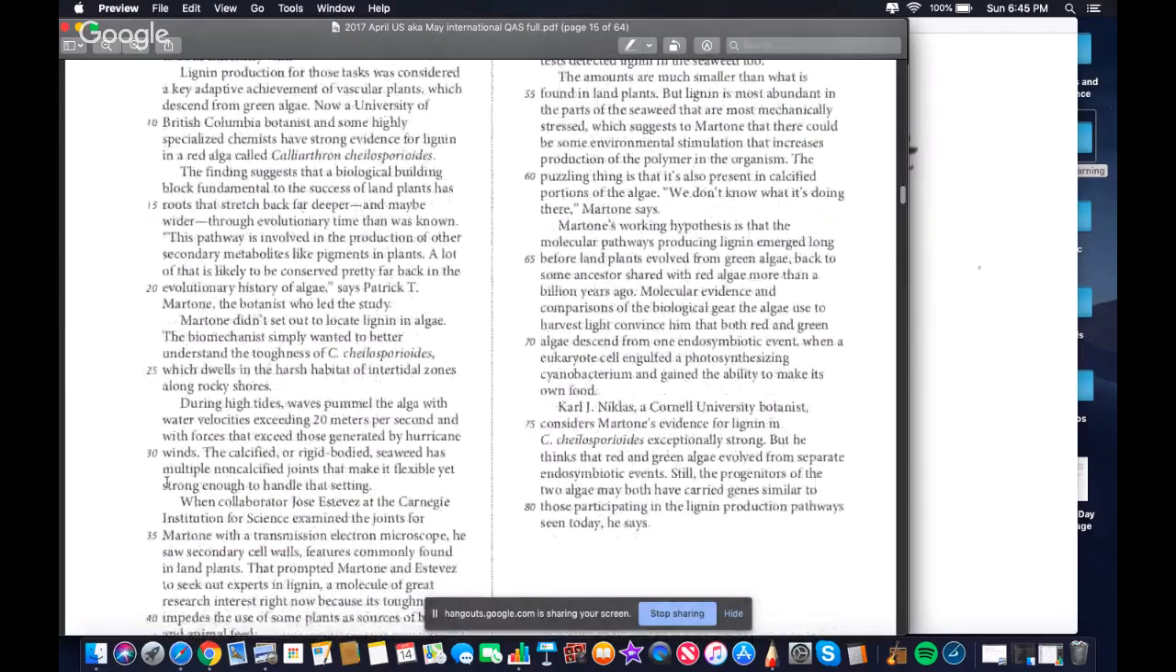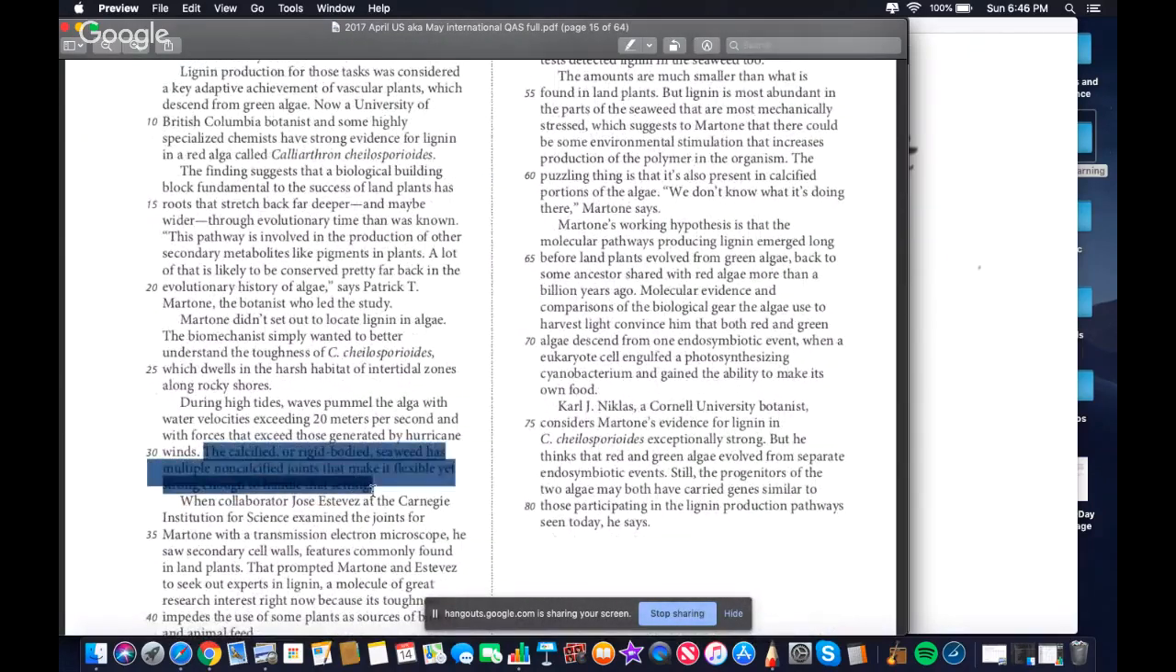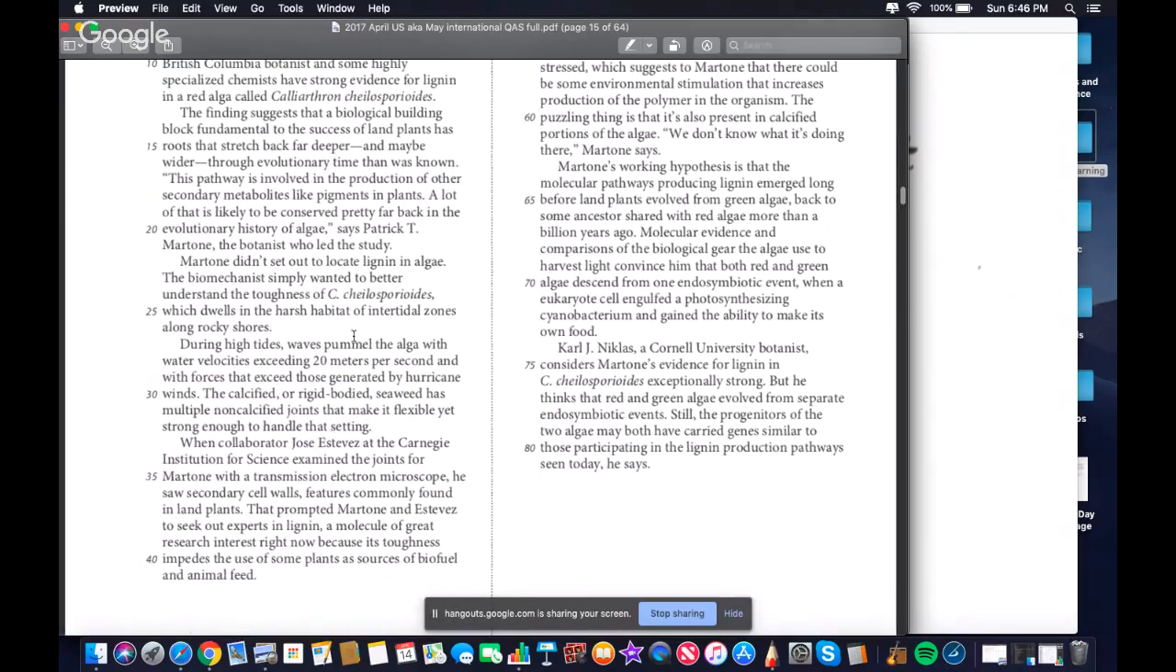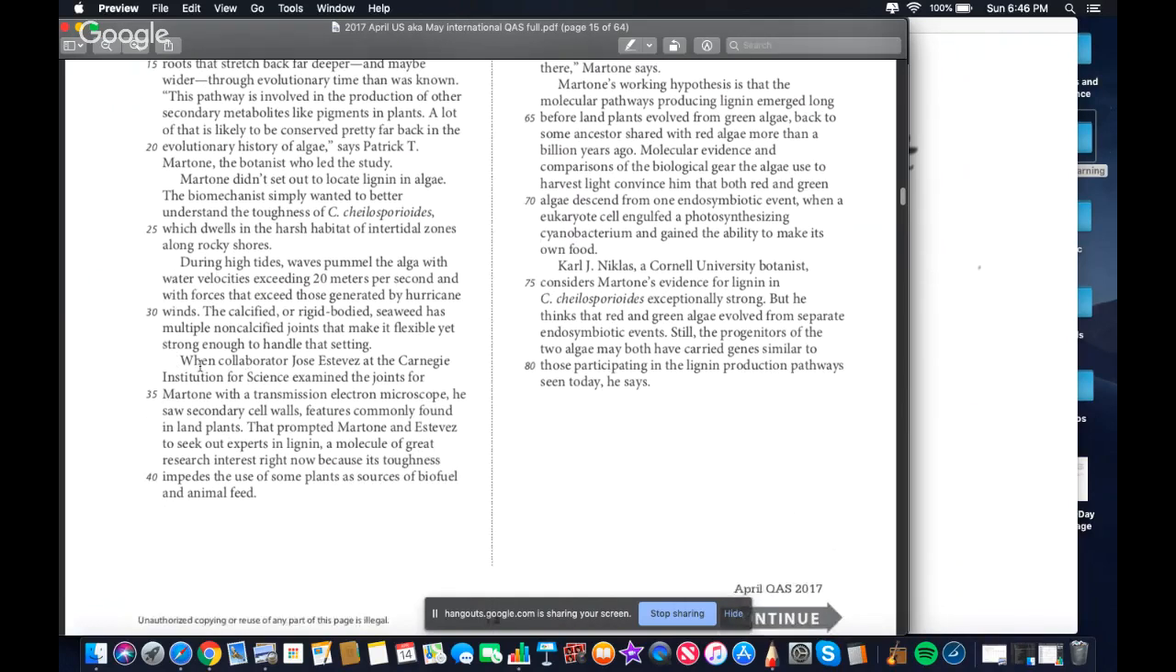Maybe it's D though. Okay, now here's the other lines. This describes sort of the anatomy of the seaweed, calcified, rigid body. Okay, this doesn't really mention why they needed scientists. Again, maybe, but I really want to see why they needed specialists in lignin. Like above or below? Here's Estevez right down here.